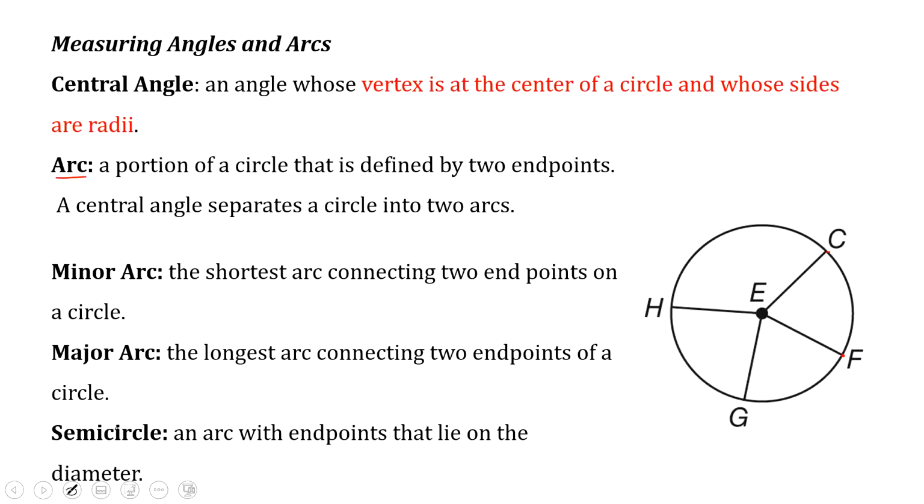So the minor arc for CF, it's the shortest distance connecting 2 points. That will be from C, that's not highlighted, but I'll draw it in yellow. That will be C to F. That is the minor arc. I'll circle minor arc in yellow so you can remember. So that tells me that is the shortest.